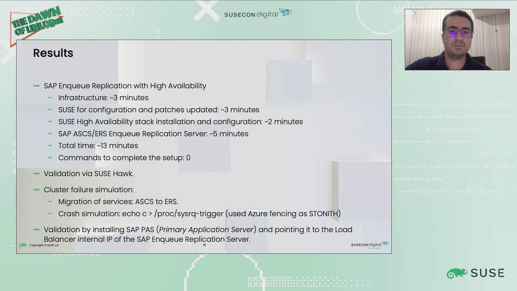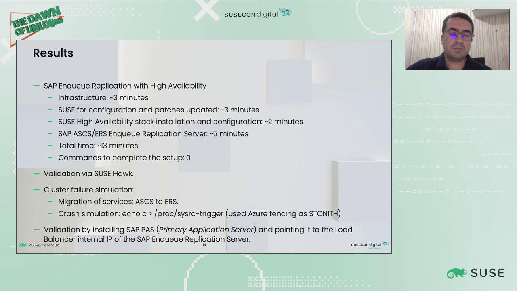Some information about the results that we have for SAP Enqueue Replication with high availability. We took some time measurements so that we can have estimated times. These times could depend on the kind of architecture of the machines, connectivity, and performance of the hardware, but we have some estimates here: about 3 minutes to deploy the infrastructure, and 3 minutes to make all the SUSE configurations and apply patches to the latest version.